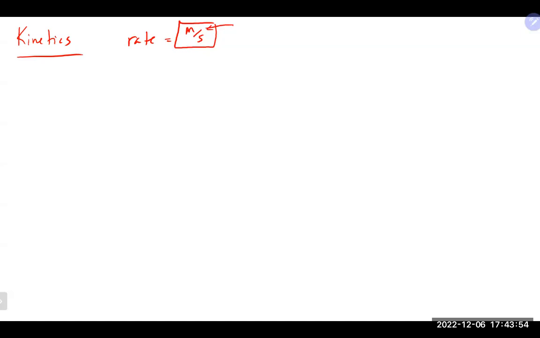One way that we can look at how reactants and products are changing with time is to look at what's sometimes referred to as the rate expression. And the rate expression can be basically written from any sort of balanced equation. So if we got something like this.